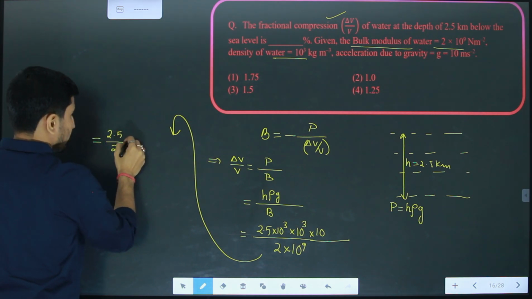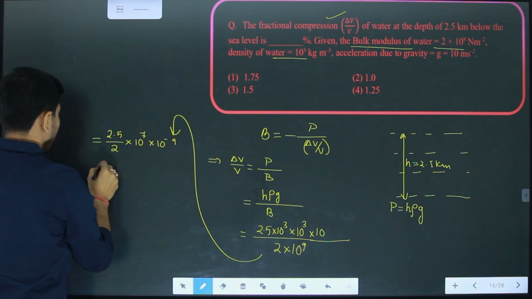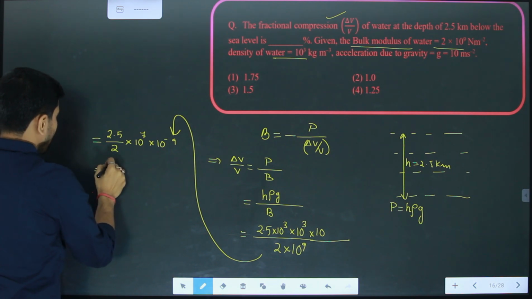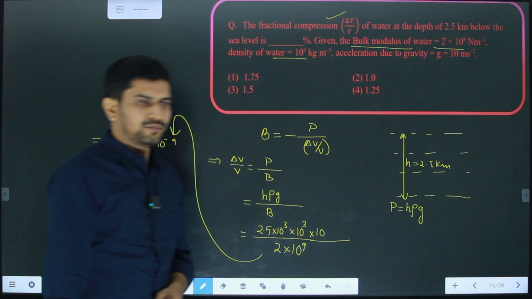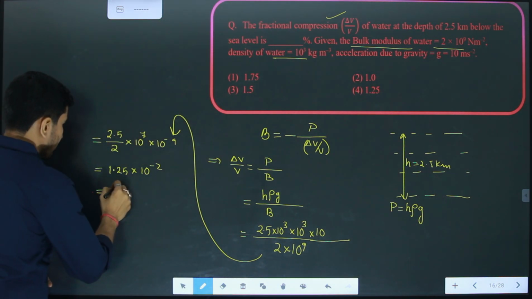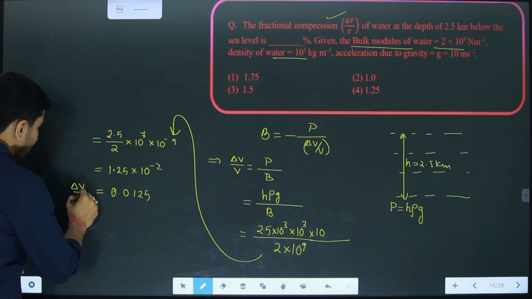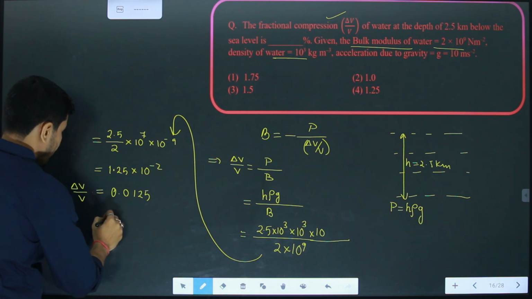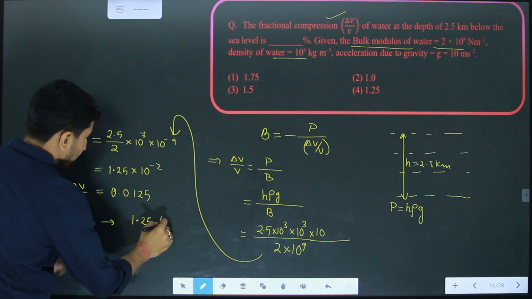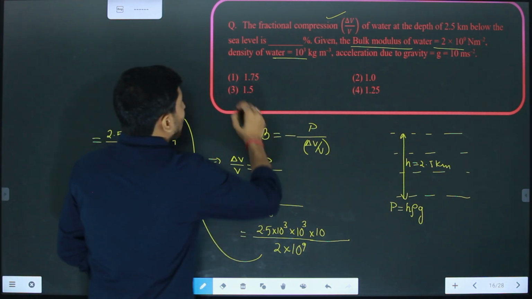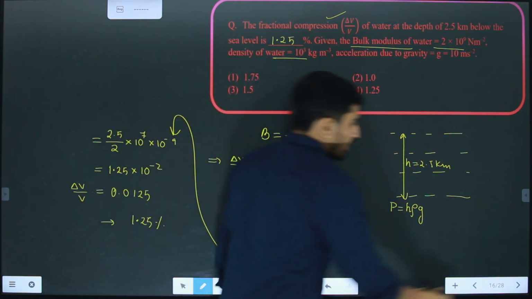2.5 divided by 2, and then this is equal to 10 power 7 into 10 power minus 9. This is equal to 1.25 into 10 power minus 2, okay. Alright, after that this will be equal to 0.0125, and since we have to express this fraction in terms of percentage, therefore when we multiply this in terms of percentage, it will be equal to 1.25%. We have to multiply 100, okay. So the answer will be equal to 1.25, okay. Alright, let's move to the next question.